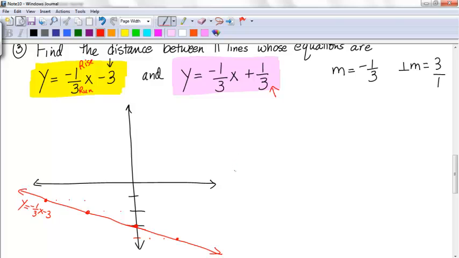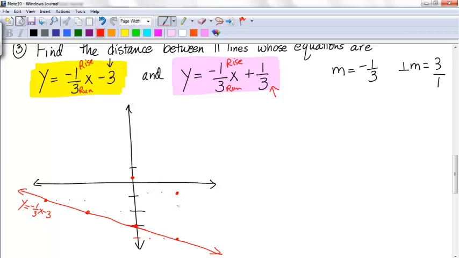This one crosses the y-axis at 1/3. So if this is 1, we're just going to estimate that this is 1/3. Okay, you would still do the same thing. This is rise over the run. So from that point, you're going to go down 1, so it's right here, and then go to the right 3.